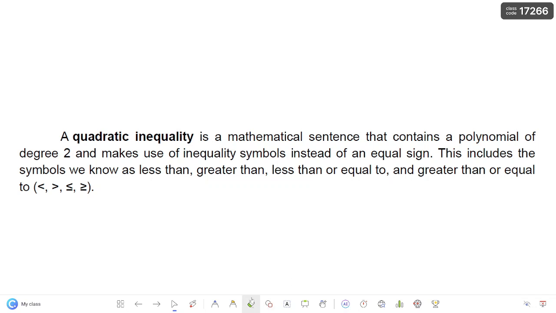Okay, a quadratic inequality is a mathematical sentence that contains a polynomial of degree 2 and makes use of inequality symbols instead of an equal sign. This includes the symbols we know as less than, greater than, less than or equal to, and greater than or equal to. So yan, yung apat na nakikita natin dito, yan yung gagamitin natin symbol sa pag-solve ng quadratic inequality.